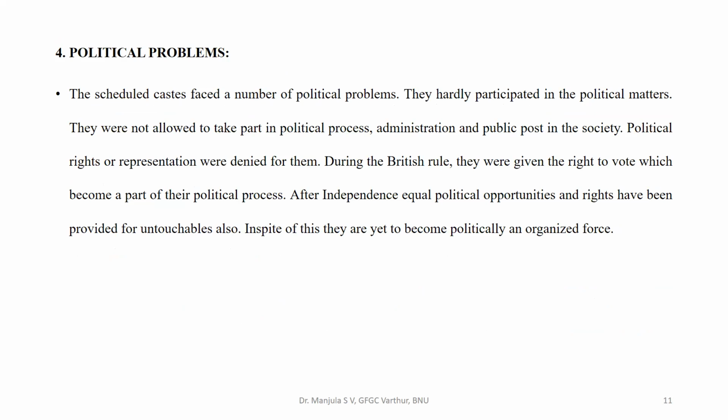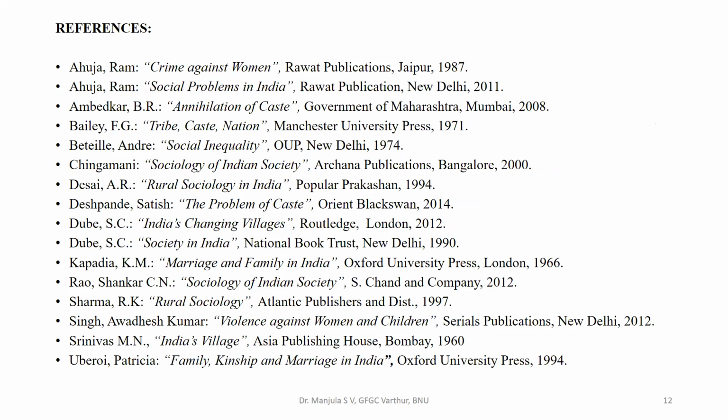During the British rule, they were given the right to vote, which became a part of their political process. After independence, equal political opportunities and rights have been provided even to the untouchables. In spite of this, they are yet to become politically an organized force.